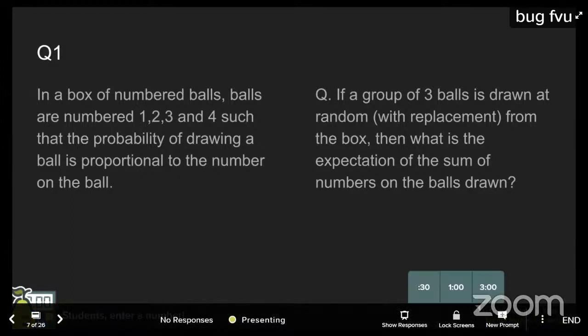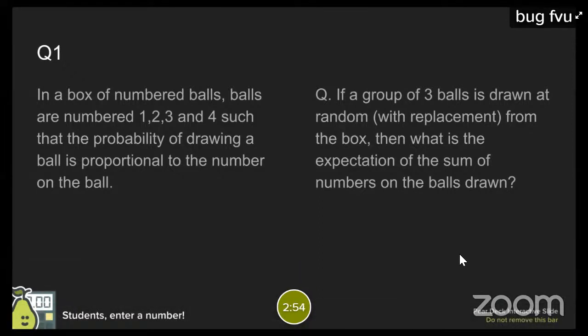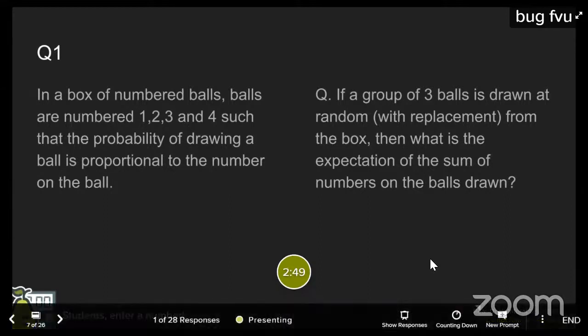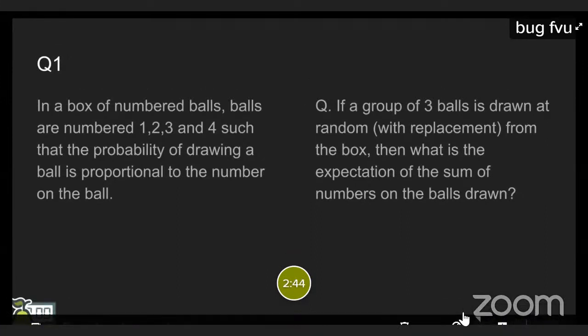Sir, I had a doubt in the first question. Could you please go to the first question? Okay, what's your doubt? Sir, about that line: the probability of drawing the ball is proportional to the number of the ball. I did not get what this line means. How did we use this line in the earlier answer? Do you know about the proportionality constant? Yes. Okay, so the sum of all the probabilities is always equal to one. That property, right?